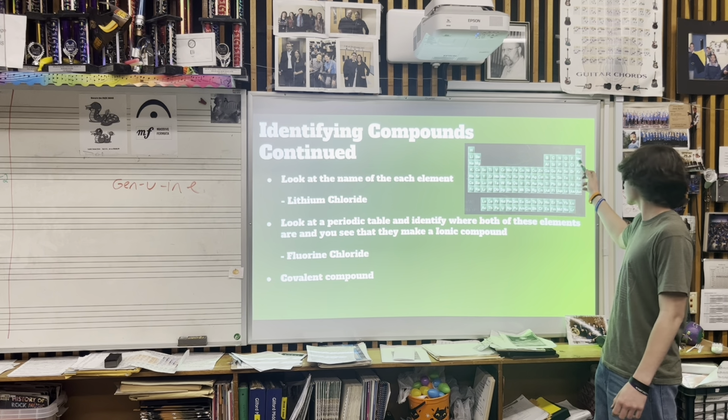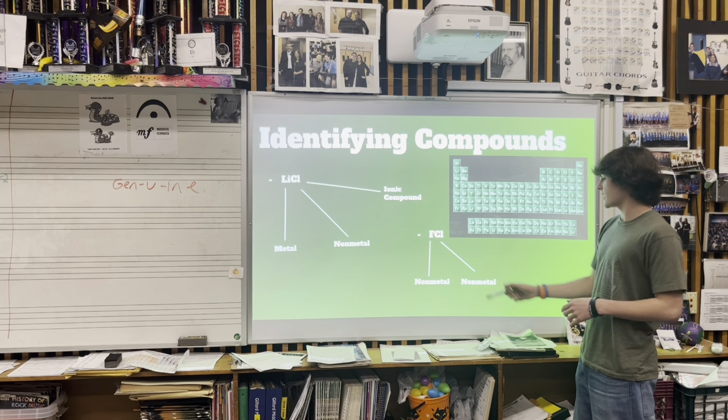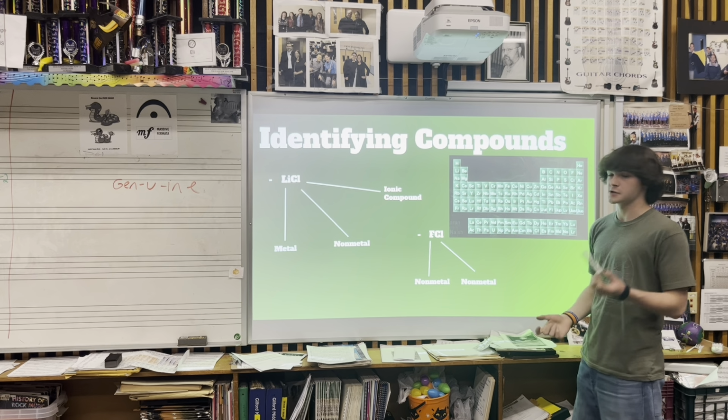So going from formula to just figure it out, you locate where the symbols are. So LiCl, you're going to see that lithium's here, chloride's here. It's going to be an ionic compound because that's a metal and a nonmetal. And fluorine and chloride, you're going to see that they're both nonmetals, which means it's going to be covalent.